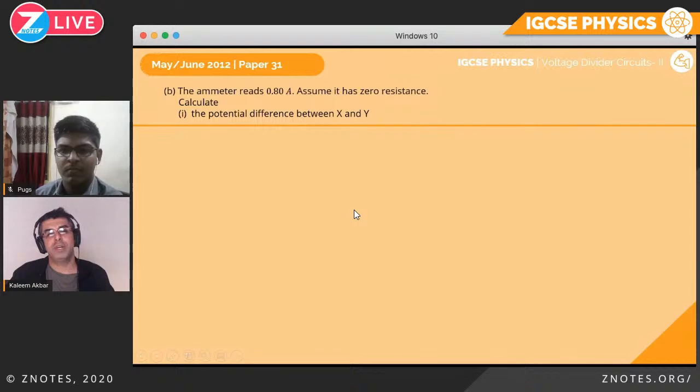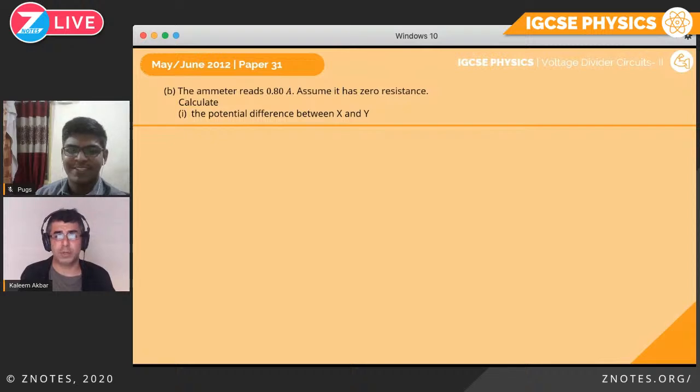So the ammeter reads 0.80. Assume it has zero resistance. Now look, guys, they say this at IGCSE and it actually throws students off. What do you mean assume? Just always assume it has zero resistance at IGCSE, because at A level we teach you that that's not quite correct, but this isn't A level, it's IGCSE, and we're trying to make it simple.